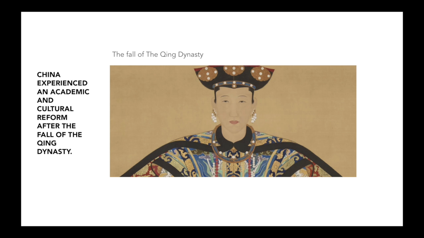China experienced an academic and cultural reform after the fall of the Qing dynasty. When the Qing dynasty fell in the early 20th century, the country's artists heavily experimented in design in order to revive the nation's cultural atmosphere. In addition to teaching traditional Chinese design, art schools began to include Western design ideologies into their education. This happened just a few years before Jun-tao would begin his education.